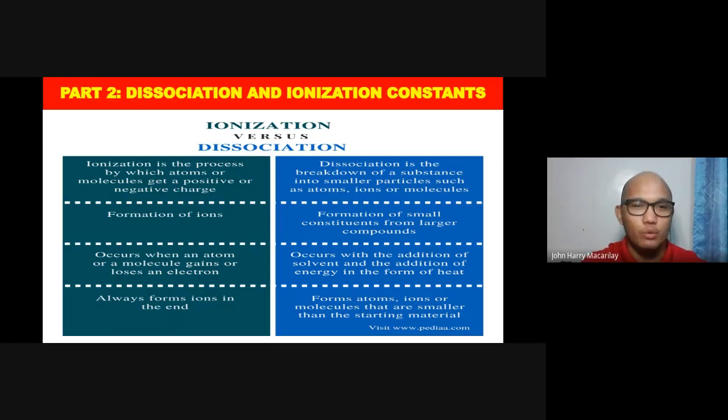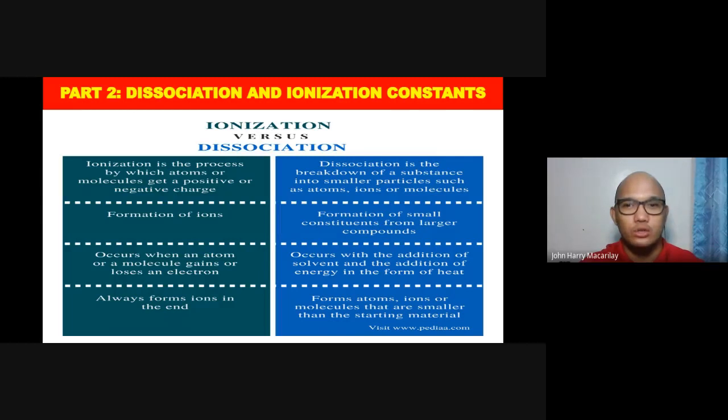A very good example now would be the differences. The ionization process is a process by which atoms or molecules get a positive or a negative charge. So when you say ionization, it will always produce or form charged particles. And dissociation is the breakdown of a substance into smaller particles such as atoms, ions, or molecules. It may or may not form an electrically charged particle. Okay? So it can produce a neutral charge.